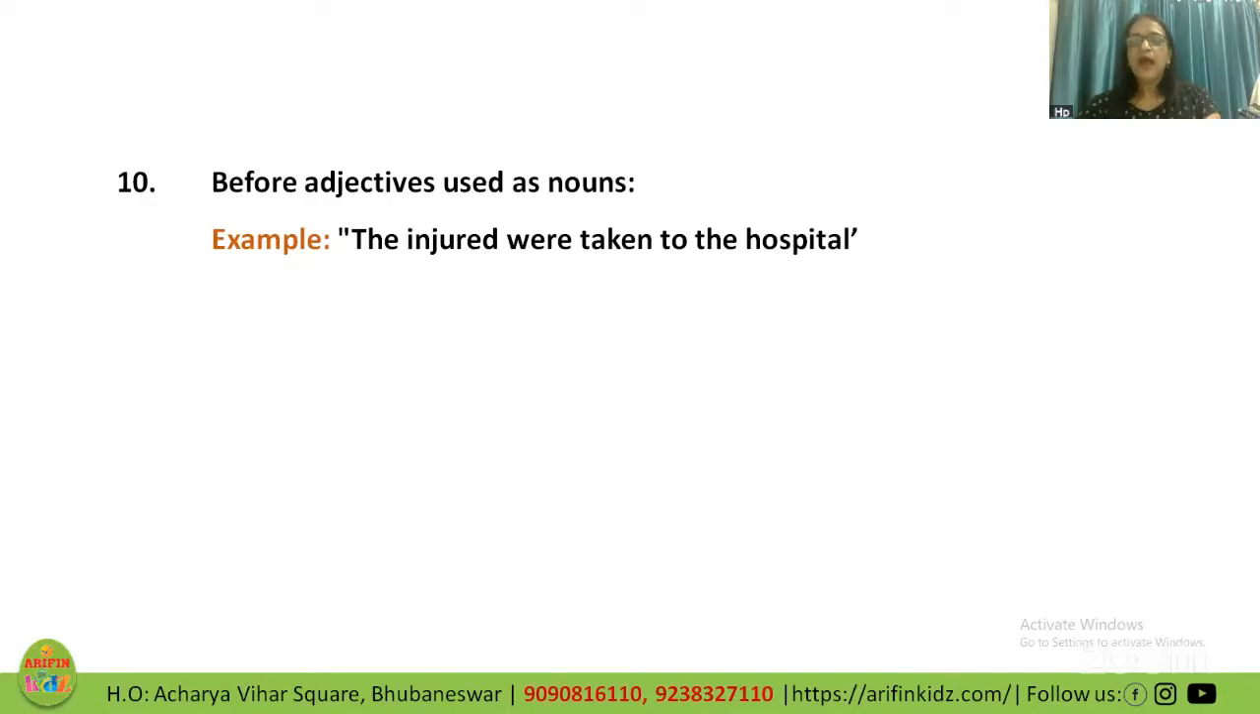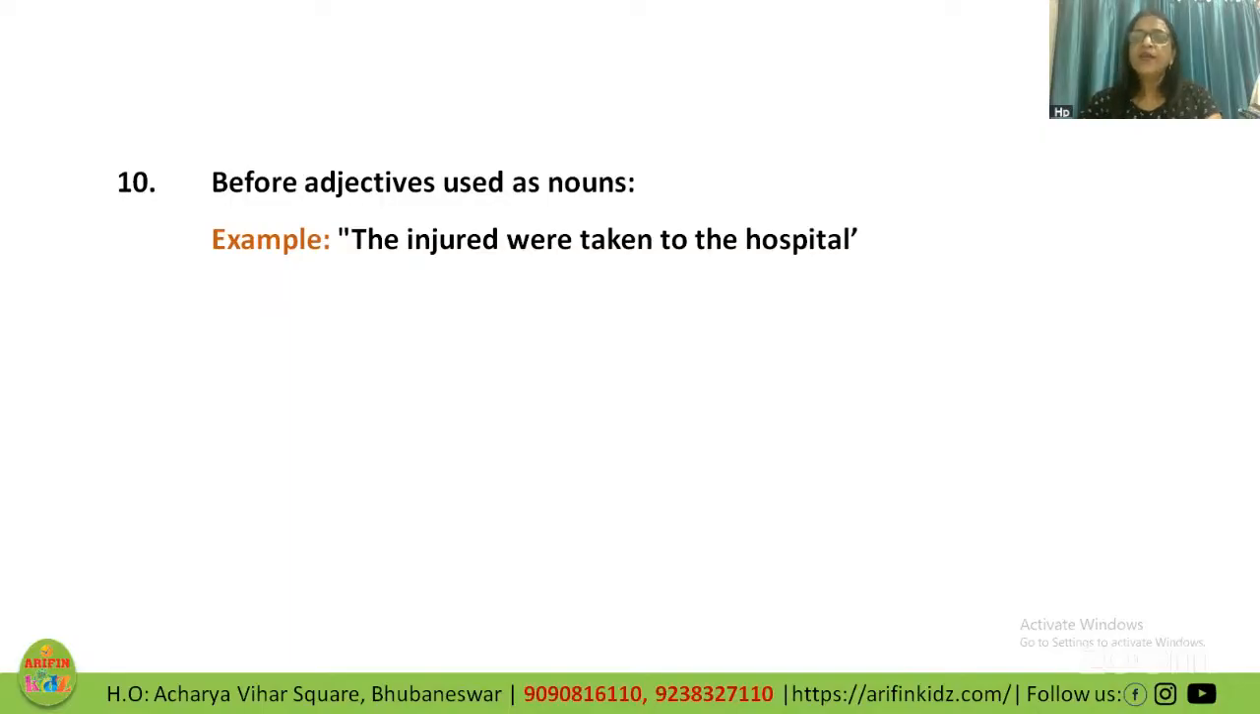Here you see how the adjective is used as a noun. When we go to class 3 also we will know. But sometimes children in Olympiad, a little bit higher, like standard 2 Olympiad, some questions from standard 3 syllabus also come. So we have to prepare everything. So here, before adjectives used as nouns, you see the example: the injured were taken to the hospital.